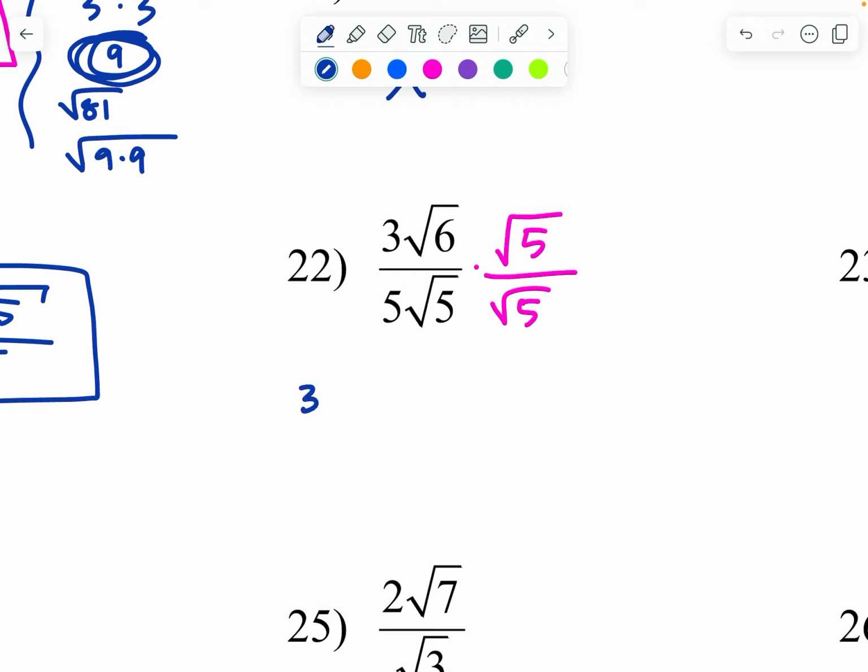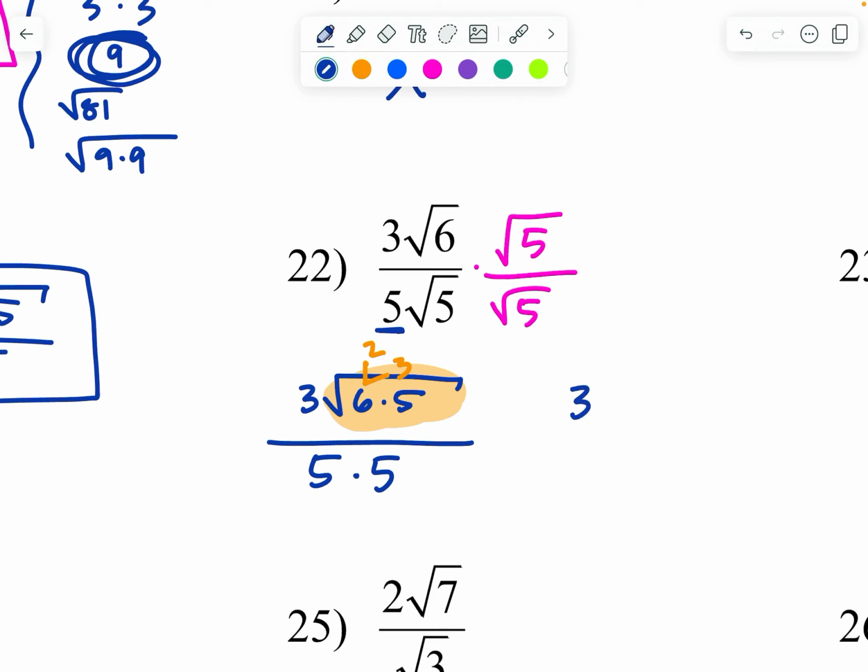So I'm going to have 3 root 6 times 5 over this 5, and then another 5 from the 2 radicals times. And then I've got to think about this square root and see, can I simplify this square root anymore? Well, 6 I'll break up into 2 and 3. So I have a 2, a 3, a 5. Nope, there's definitely going to be no pairs, which means my answer will be 3 root 30 over 25.